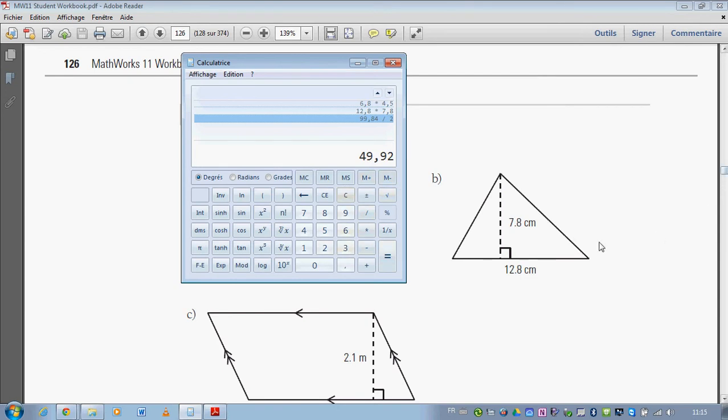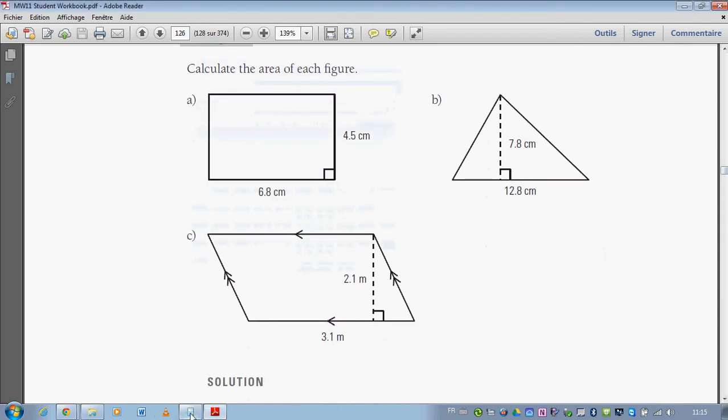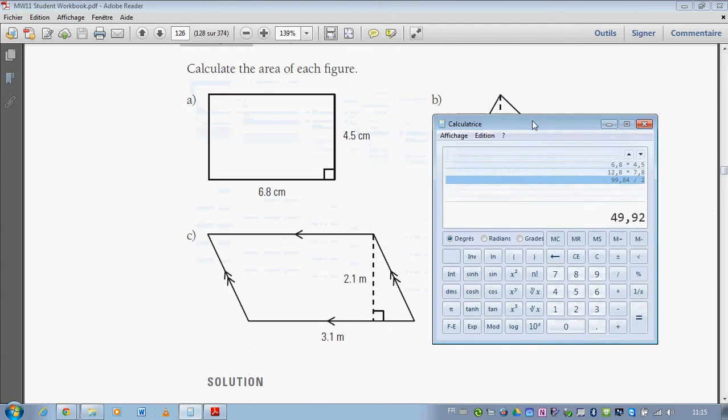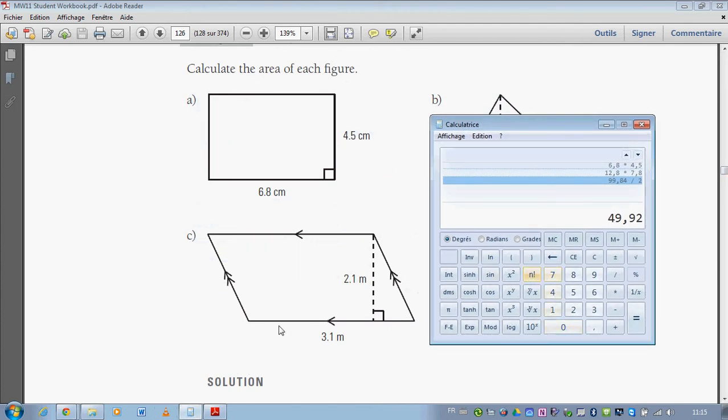Okay. And then moving on to this parallelogram, once again it is the base times the height, and as we can see here, the height is indeed perpendicular to the base, so that will work out just fine. So 3.1 is the base times 2.1 is the height. So that gives you 6.51 for that one.